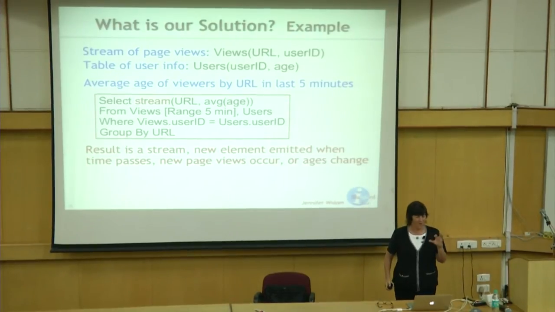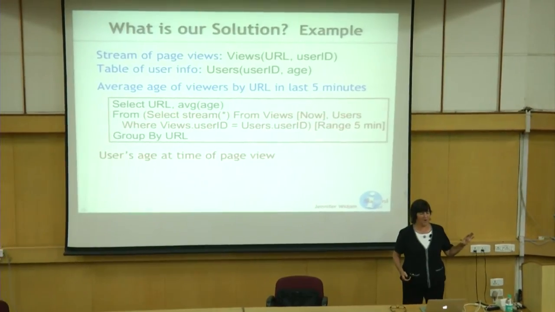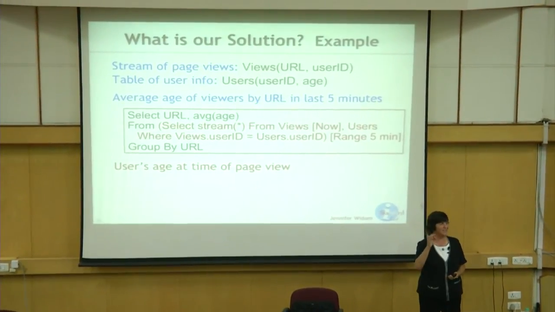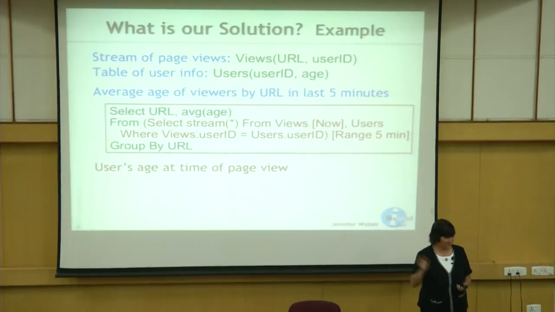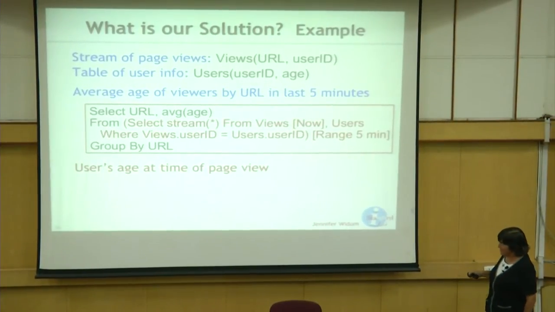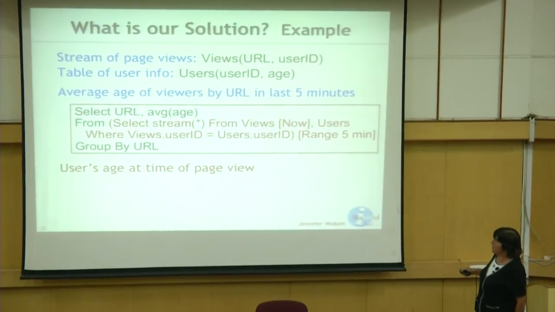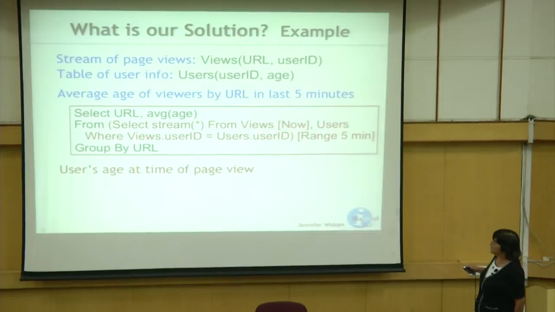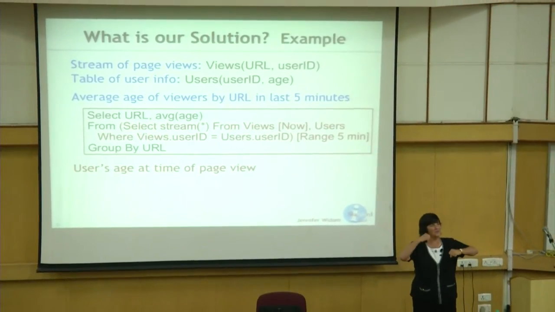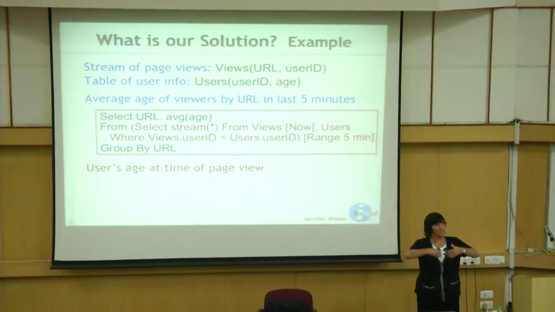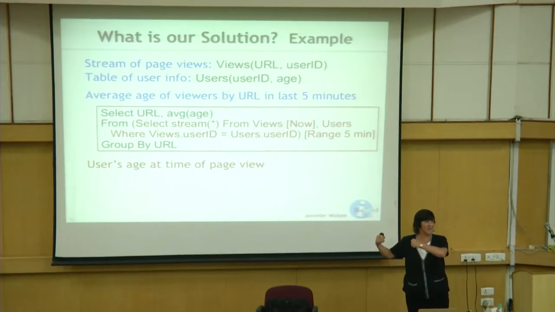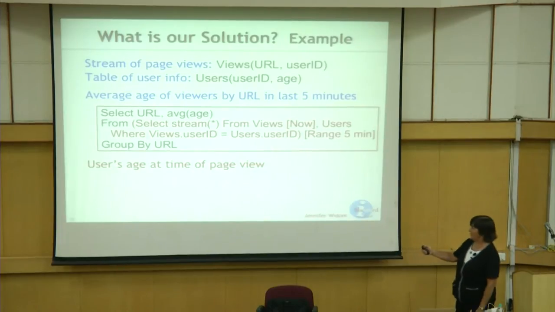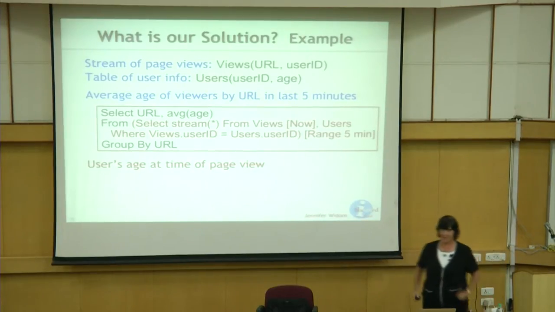The third and harder part is what if we want to use the user's age at the time of the page view in the answer? This is not beautiful, but doable. So just briefly, how do we do that? We take the from clause here and we generate a subquery that makes a stream out of the pairs of the user looking at the URL and their age at that time. So we generate an intermediate stream that matches up those ages, and then we take the window on that stream instead of on the original stream, and that turns into this relation, and then we do the rest. If you don't understand that, well, some people do, I think, but that's how we solve that particular problem.